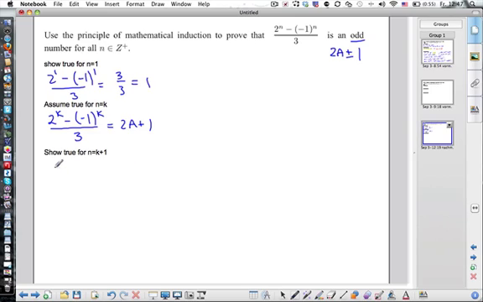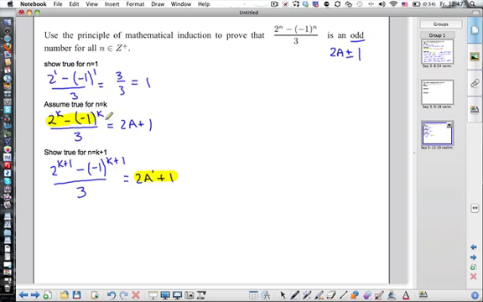All right, now show true for n equals k plus 1. So we have 2 to the k plus 1 minus negative 1 to the k plus 1, all over 3. All right, so this is our goal here. That should end up being a 2a prime plus 1, plus or minus 1. So that's our goal. Just highlight our goal.